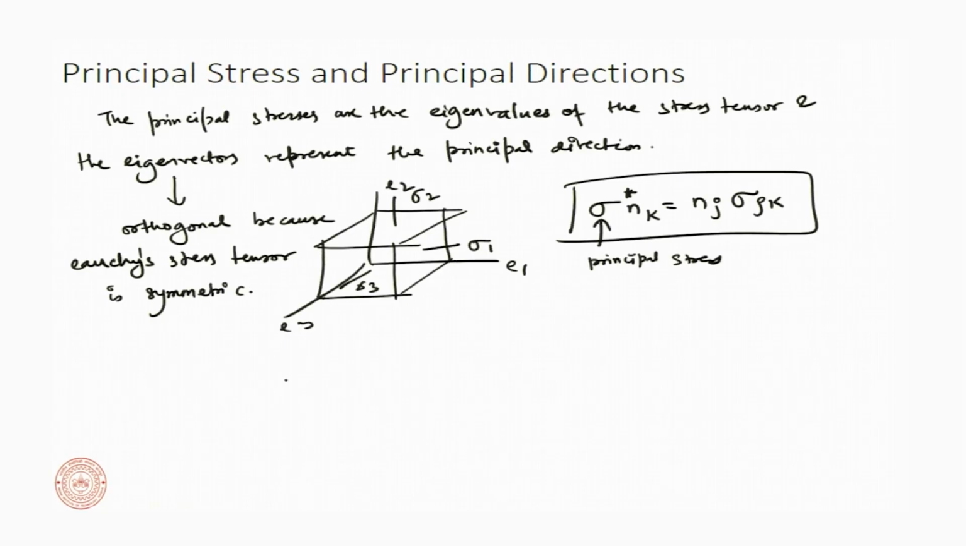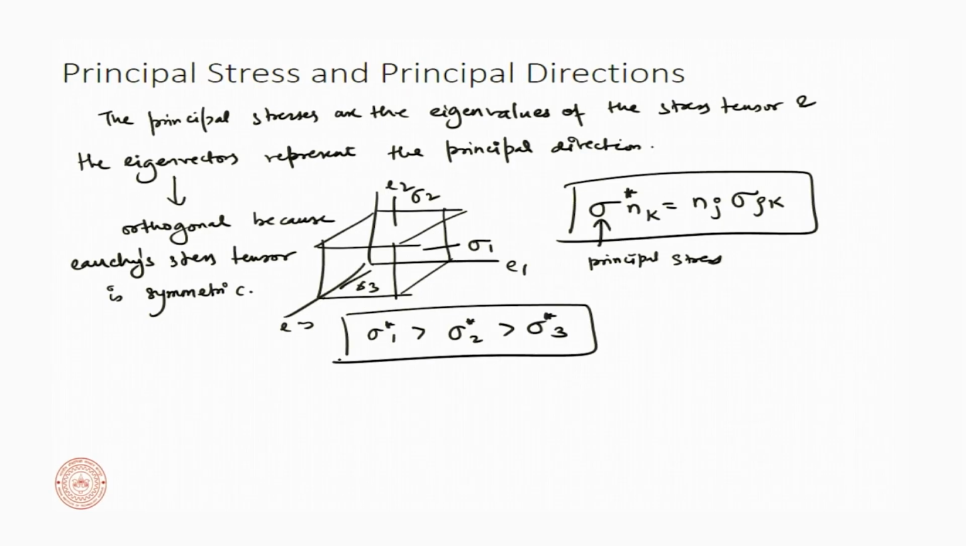Okay. We are getting three values of sigma star. So, sigma star of 1 is always greater than sigma star of 2, which is always greater than sigma star of 3. That is by definition. It is not required from a mathematical perspective, but it is useful to know which is the direction of the maximum stress, because this is useful to design for damage. So, if you want to prevent damage in a body, you can use this definition of the principal stress, that along the first principal direction the stress is the maximum, and along the third principal direction the stress is the minimum.